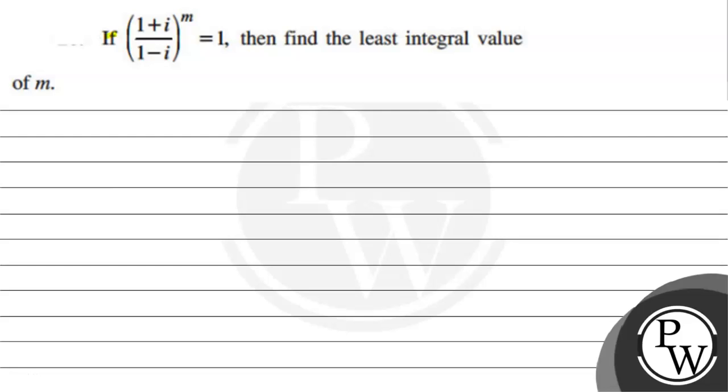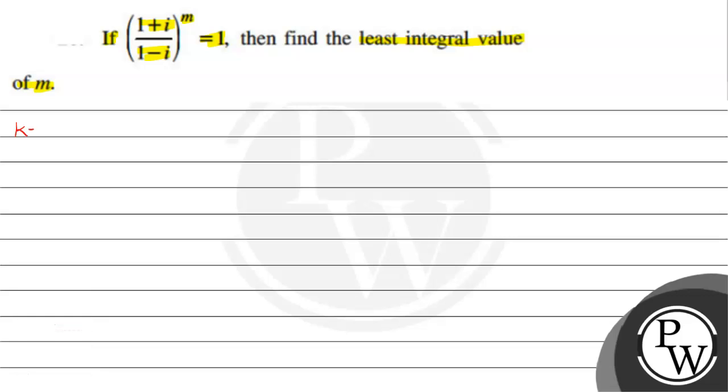The question says that if (1 plus i upon 1 minus i) whole power m equals 1, then find the least integral value of m. So in this question, we have to find the minimum integral value of m for which the value of (1 plus i upon 1 minus i) power m should be equal to 1.